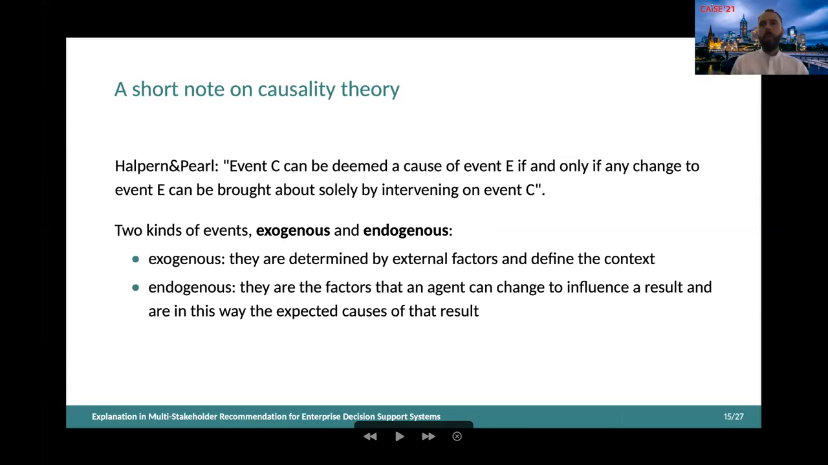The common ground between cognitive science and explainable AI for a counterfactual approach, and the philosophical perspective, is also the causality theory by Pearl. With this interventionist approach, we can define two kinds of events: exogenous and endogenous. Exogenous events are events that determine the external factors and define the context. Endogenous events are events that an agent can change to influence the results. In this way, they are expected to be the causes of the results themselves.